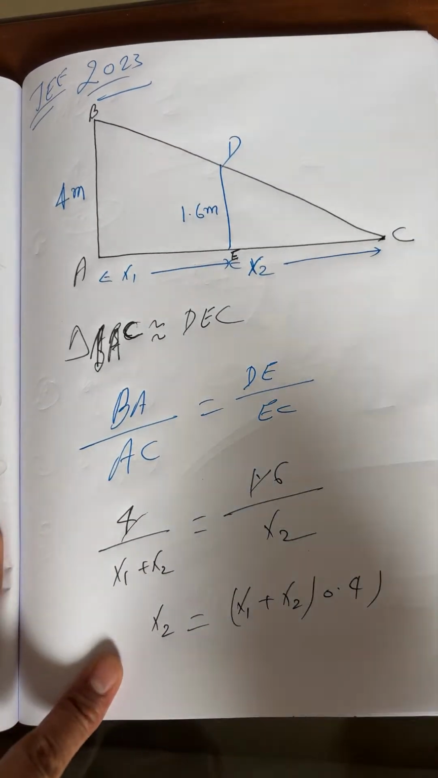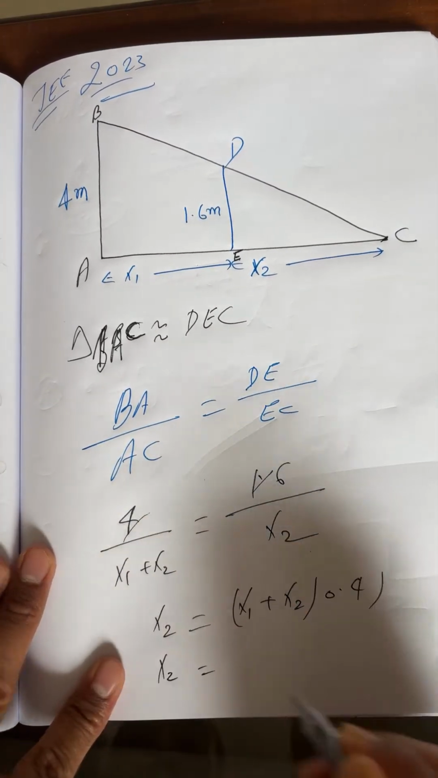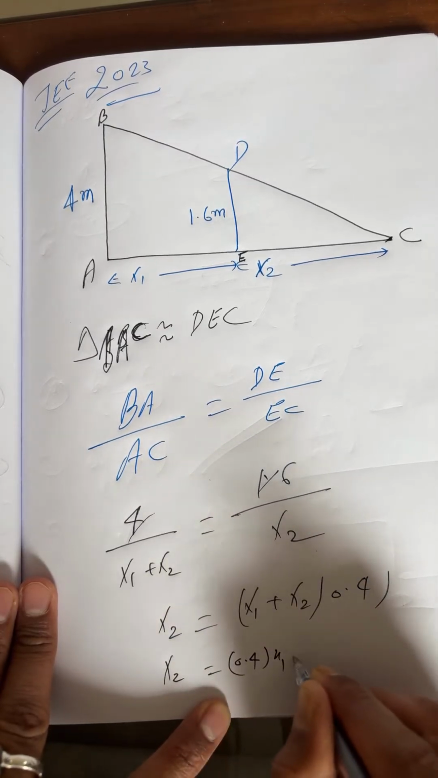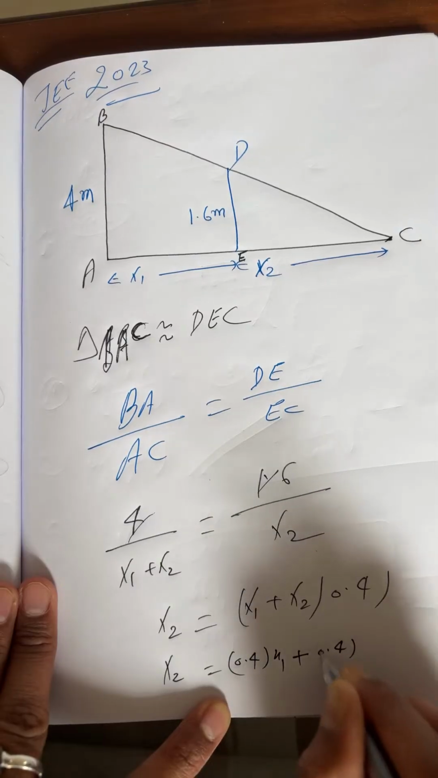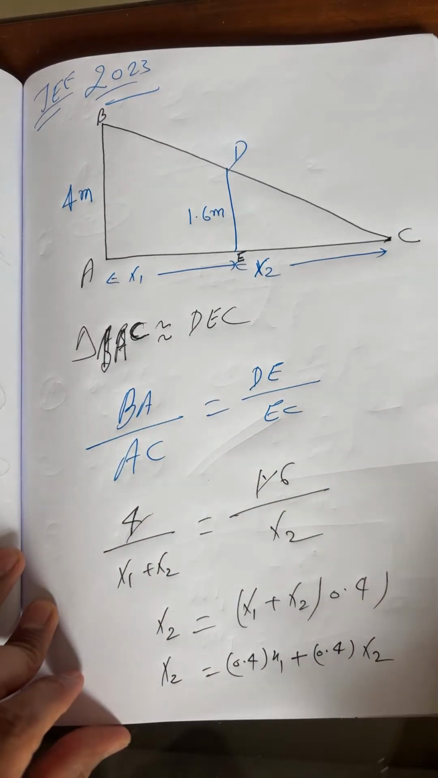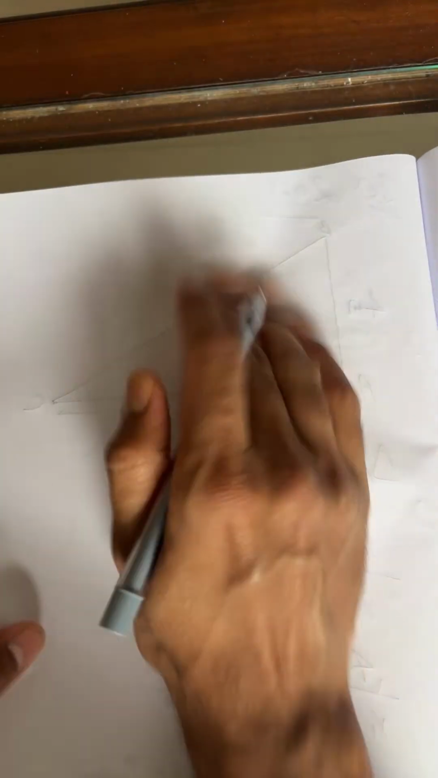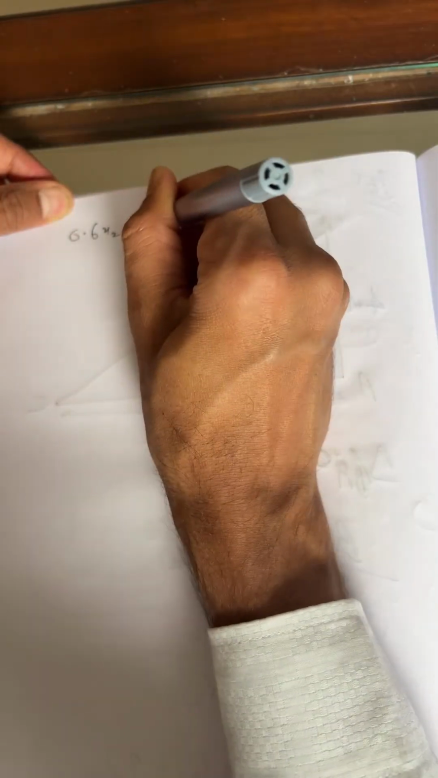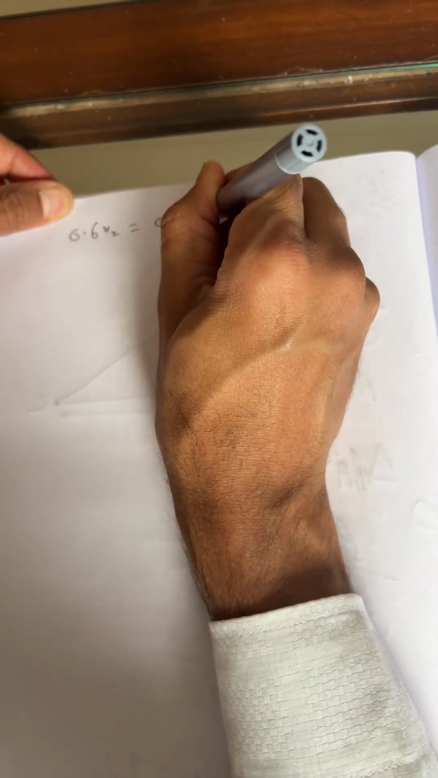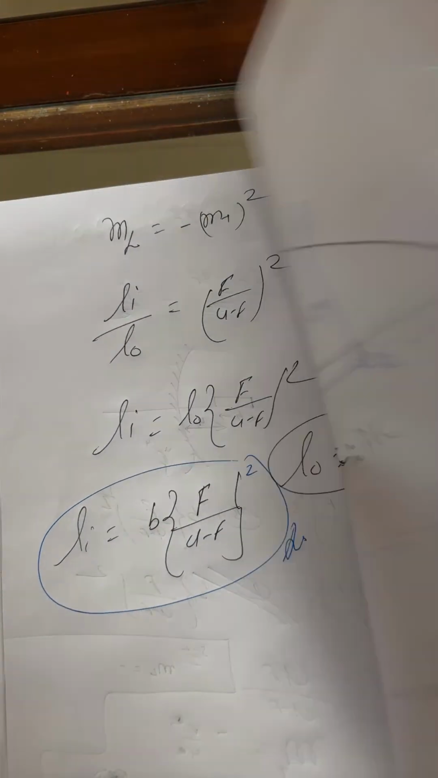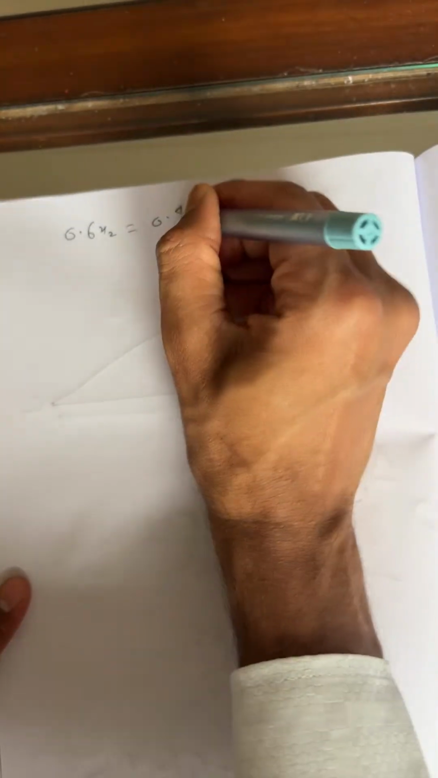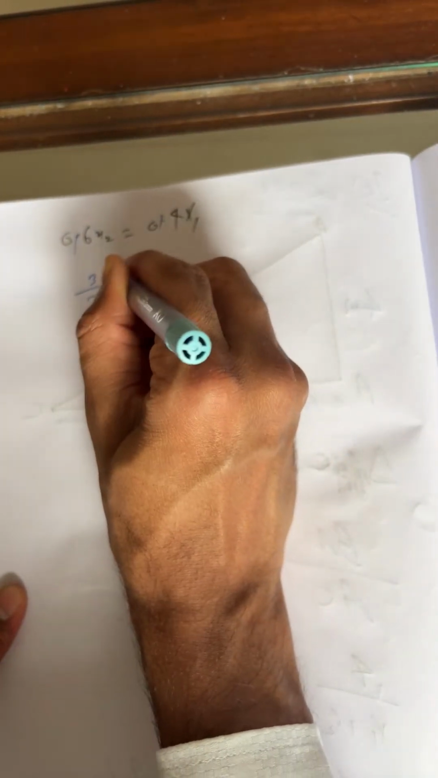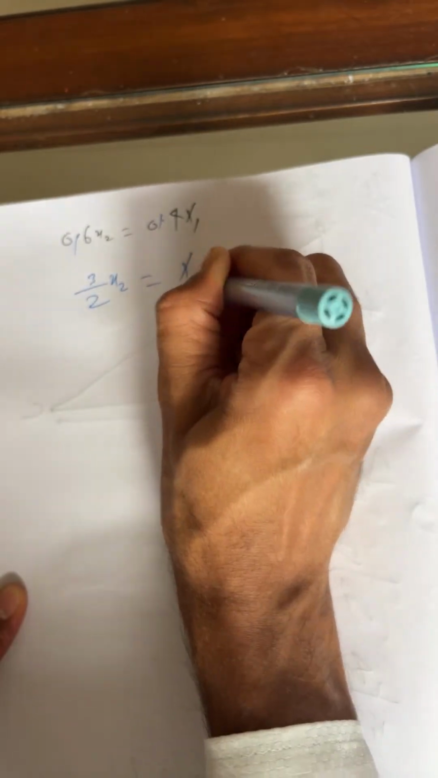Just do further calculations, my dear. So x2 is equal to 0.4 times x1 plus 0.4 times x2. So we can say finally, students, 0.6 times x2 is equal to 0.4 times x1. Now, students, you can see this is cancelling each other. So 3 by 2 x2 is equal to x1.